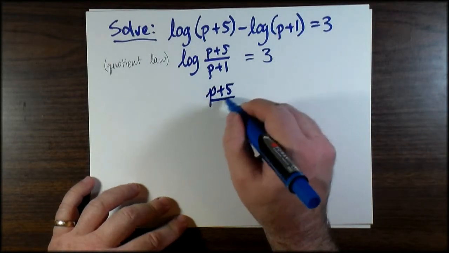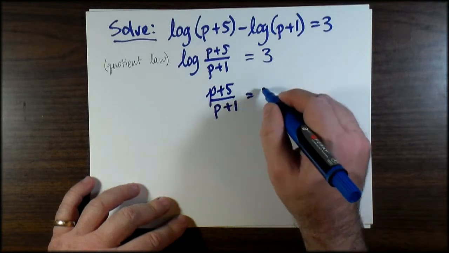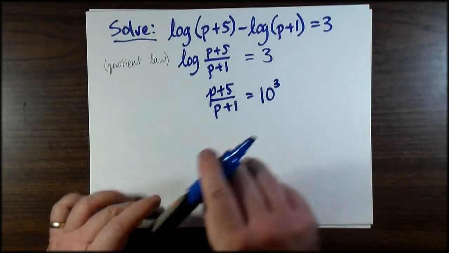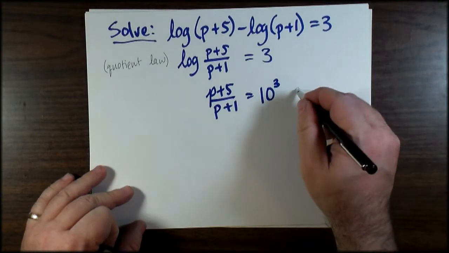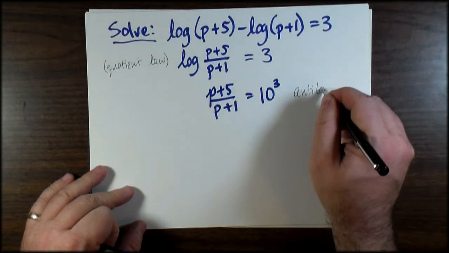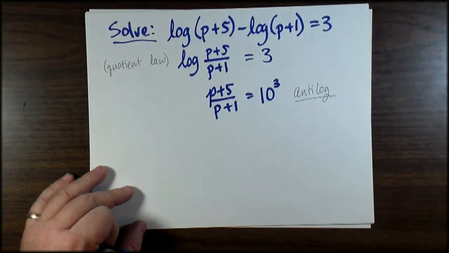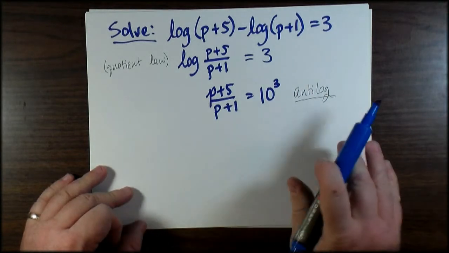Now we take the anti-log of both sides, p plus 5 over p plus 1. This is now equal to 10 to the 3. Well, 10 cubed is really 1,000. And this is all from taking the anti-log of both sides of the equation.